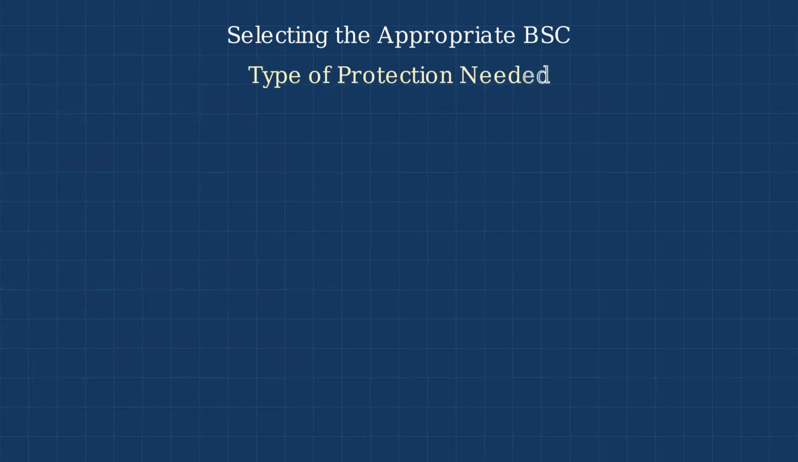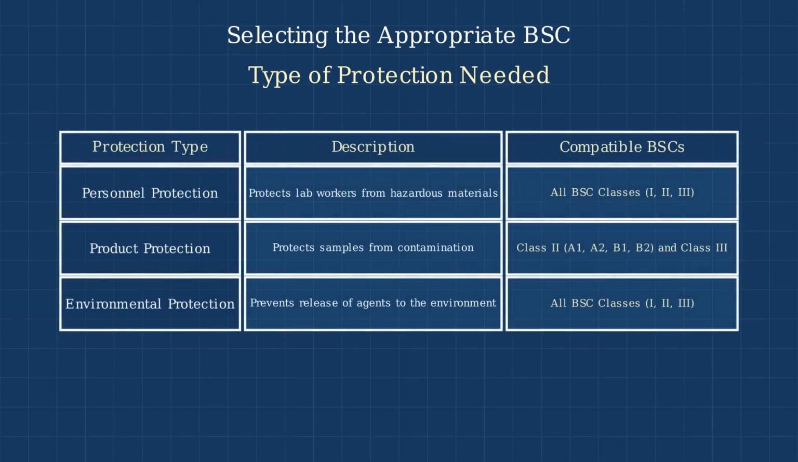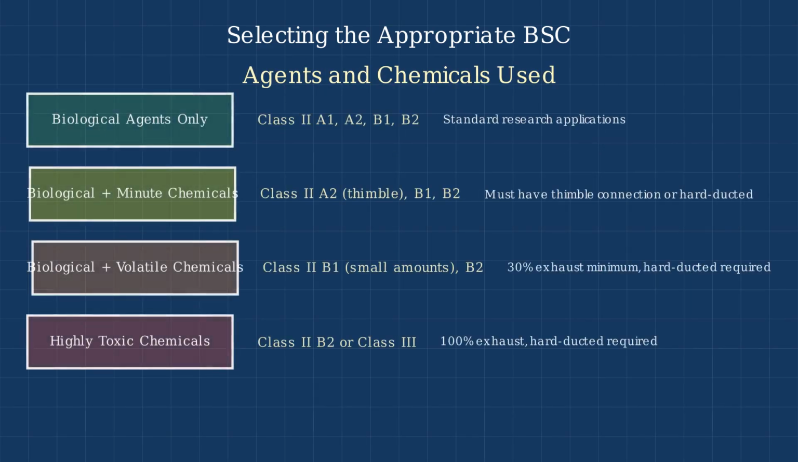The type of protection you need is critical in selecting the appropriate cabinet. All BSC classes provide personnel and environmental protection, but product protection is only offered by Class 2 and Class 3 cabinets. The types of agents and chemicals you work with significantly impact your BSC selection.